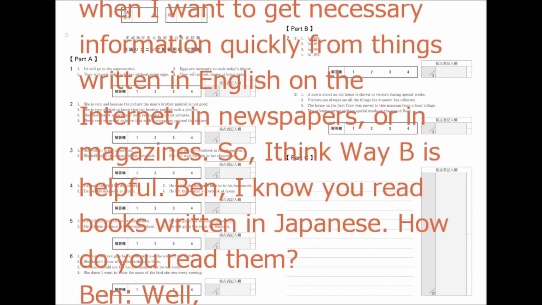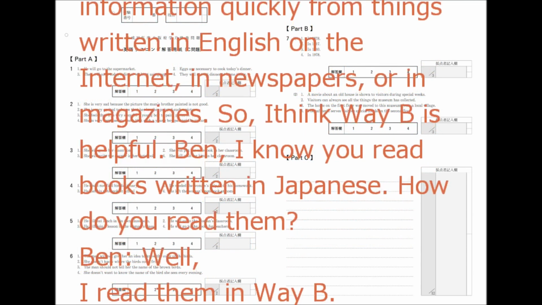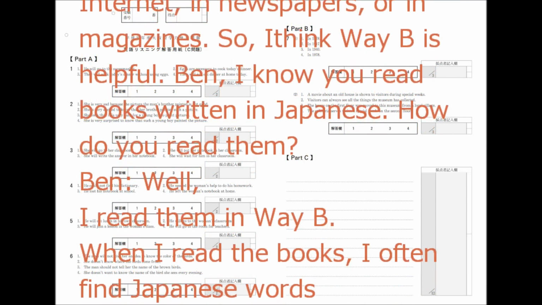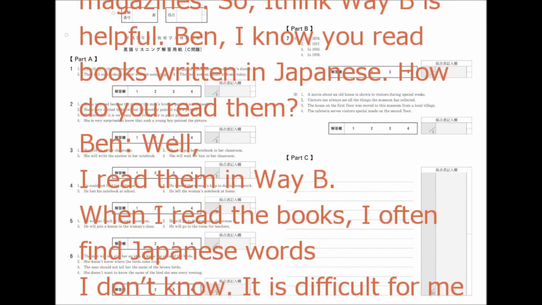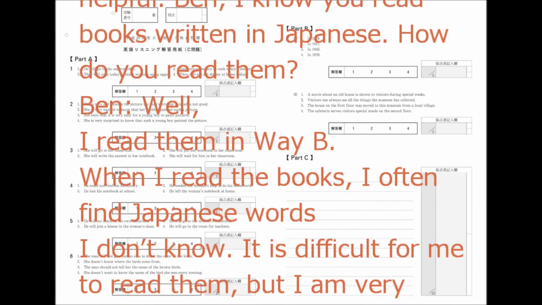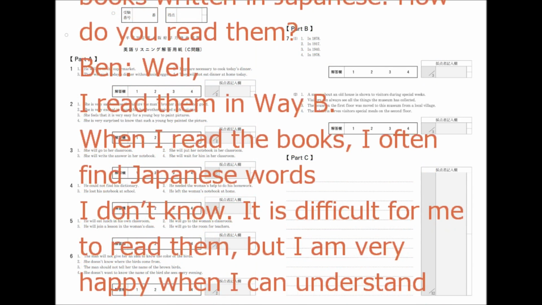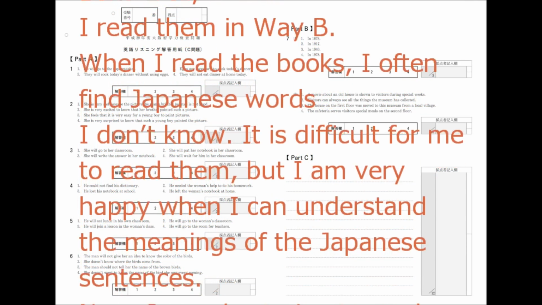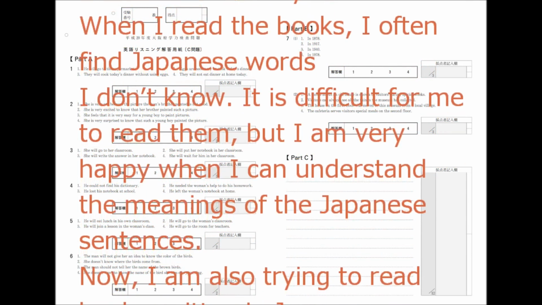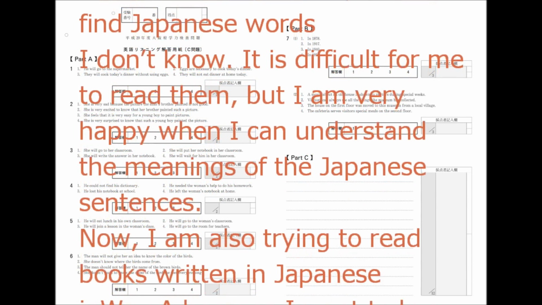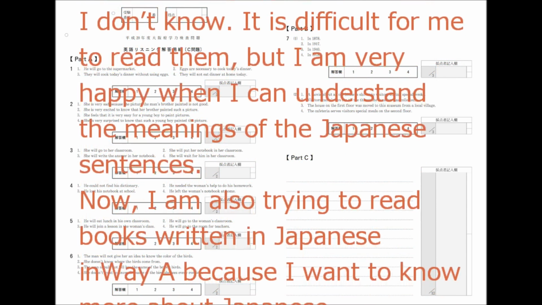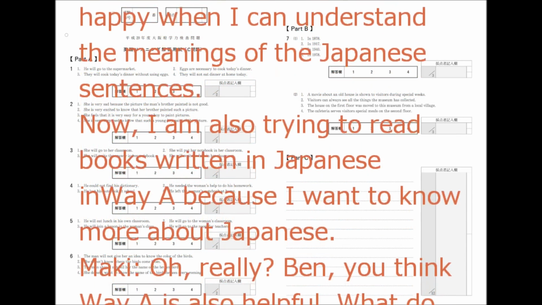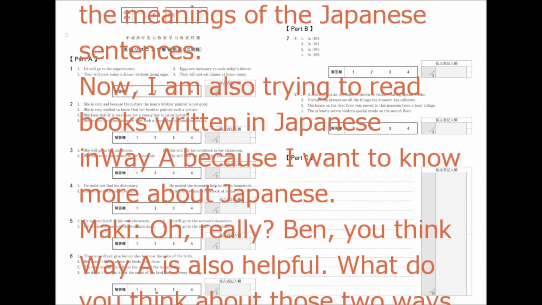Ben, I know you read books written in Japanese. How do you read them? Well, I read them in Way B. When I read the books, I often find Japanese words I don't know. It is difficult for me to read them, but I am very happy when I can understand the meanings of the Japanese sentences. Now, I am also trying to read books written in Japanese in Way A, because I want to know more about Japanese.